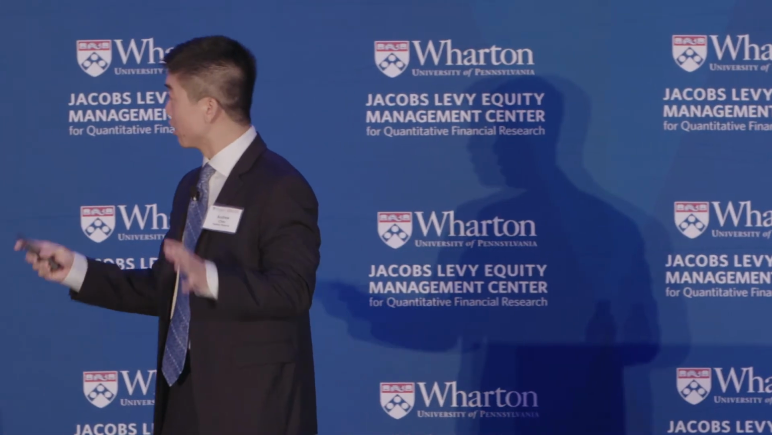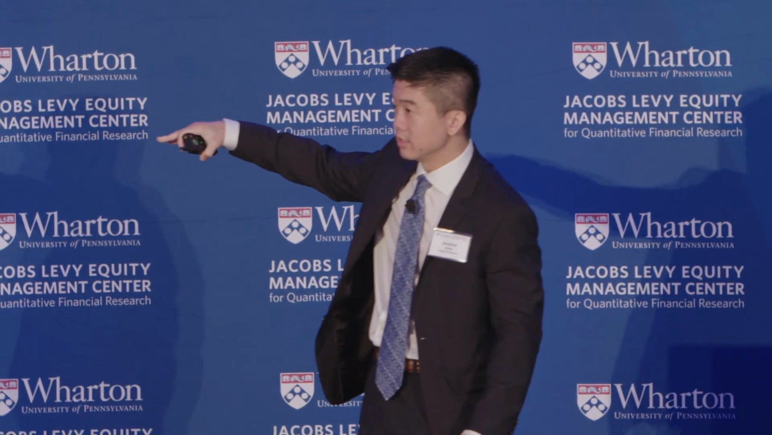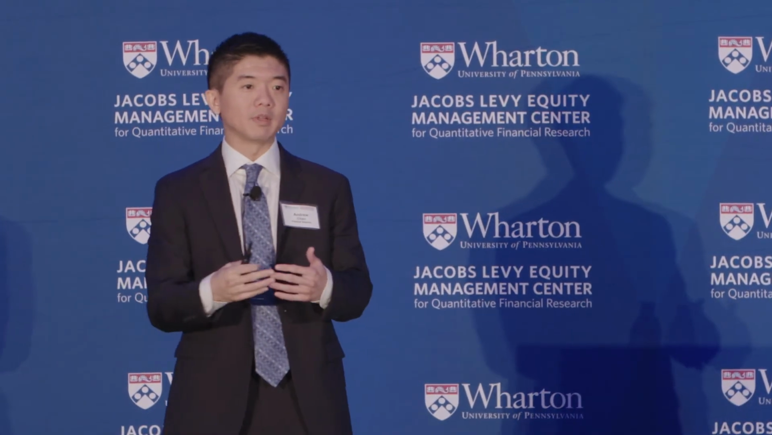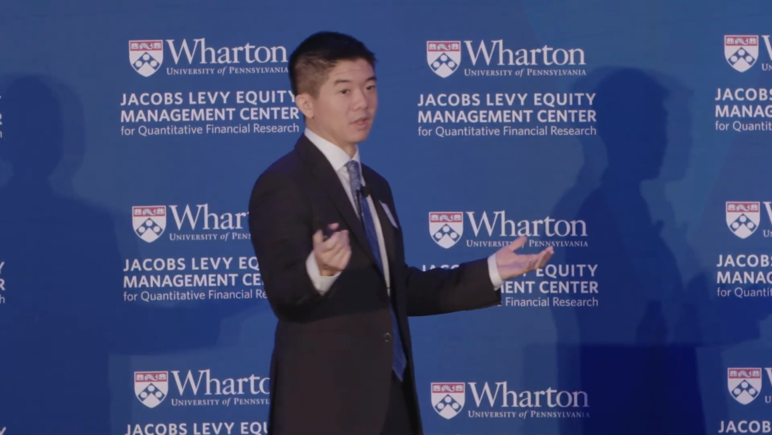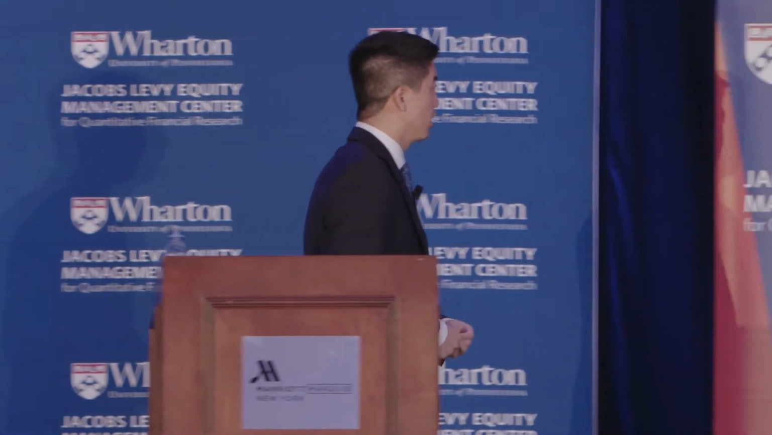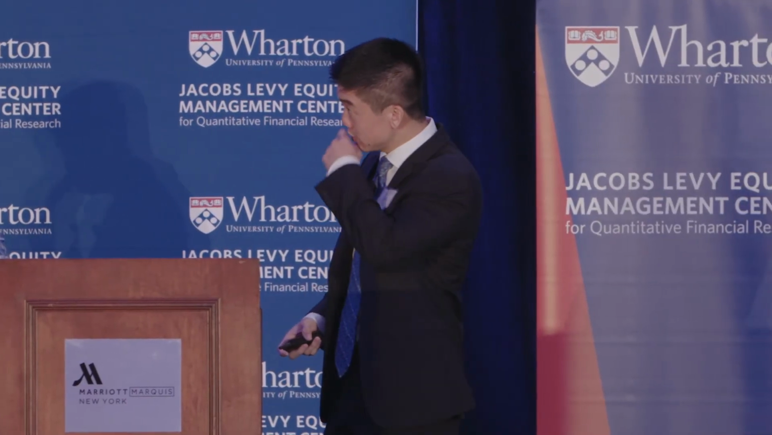I should go back quickly. The 70% cutoff here is arbitrary, right? We have to choose that somehow. So we choose that to maximize in-sample net returns, and at the anomaly level, we choose whether we value or equal weight. Some anomalies only work when you equal weight. And we'll see which ones those are. Here's the formal optimization problem. Let's not go there. The specification here just aims to balance performance and robustness. We don't want to overfit the data, but we still want to get something out of this.